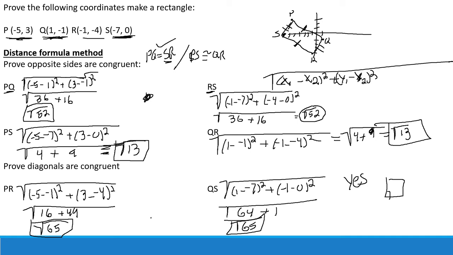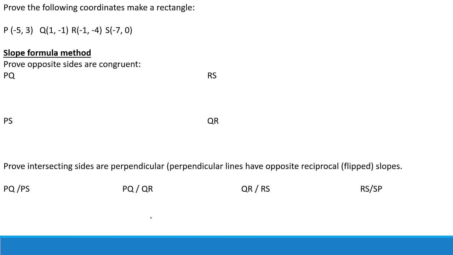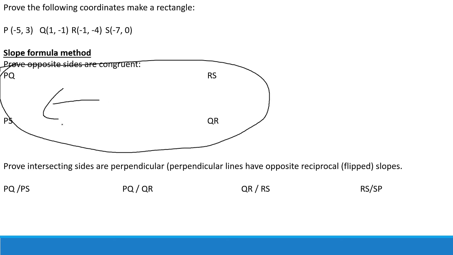The other way of doing it is to prove that all opposite sides are congruent and to prove that all the angles are right angles. Now the question is, how do you prove that something's a right angle? Well, you use the slope formula. So I'm going to do the same problem, just a different way here. I'm going to skip this part down here because it's the same as the last part. We already did this part in the previous answer, so you can look at that.